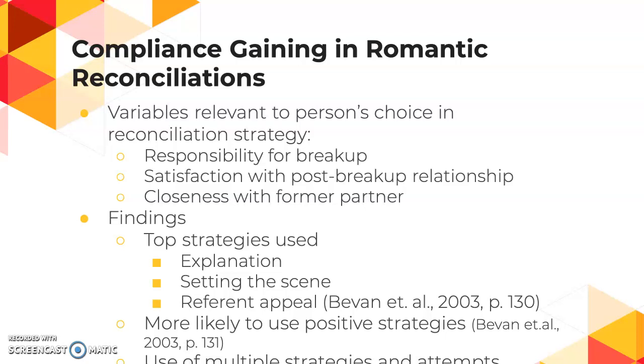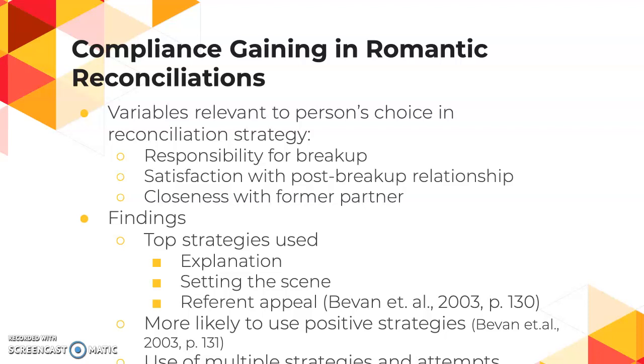So in this study, One More Try, compliance gaining strategies associated with romantic reconciliation attempts, this study examines rekindling relationships under a compliance gaining framework. The variables relevant to a person's choice in reconciliation strategy were responsibility for the breakup, their satisfaction with post-breakup relationship, and closeness with their former partner. The findings were that the top strategies used were explanation, which is explaining why you should both reconcile, setting the scene, could be calling them on the phone to say why they want to meet them in person, and referent appeal, reminding ex-partner of the good times shared together.